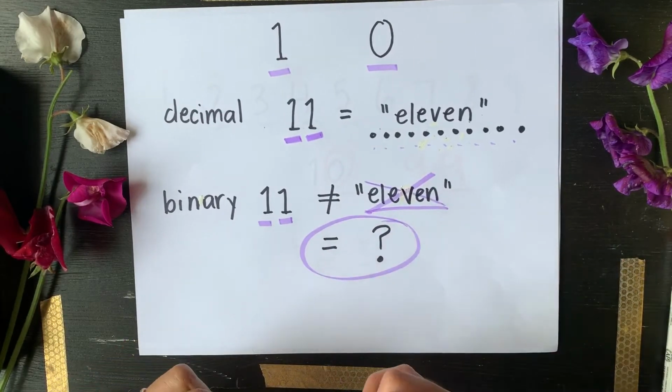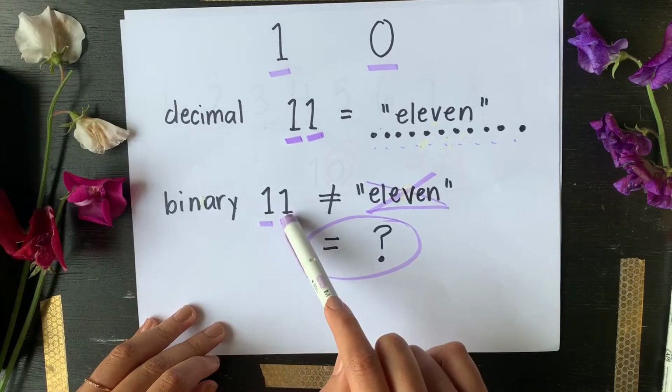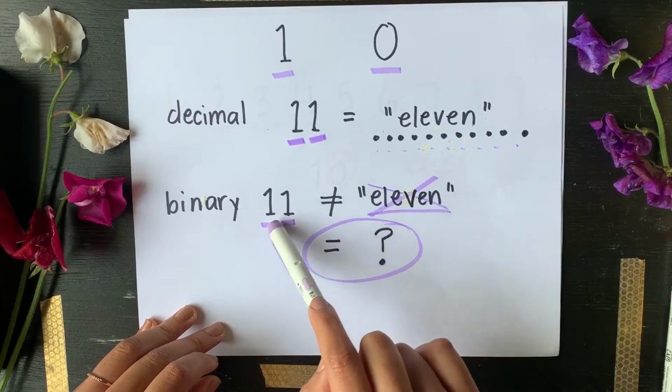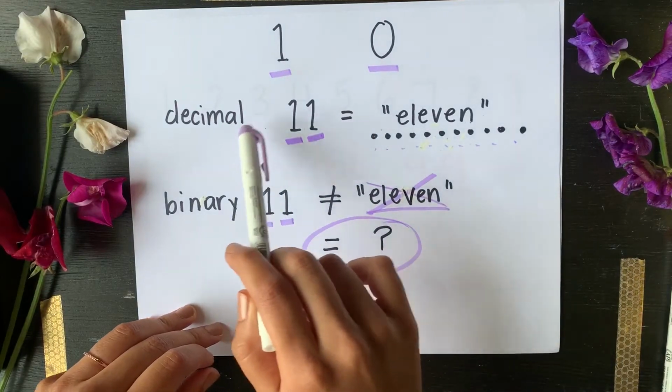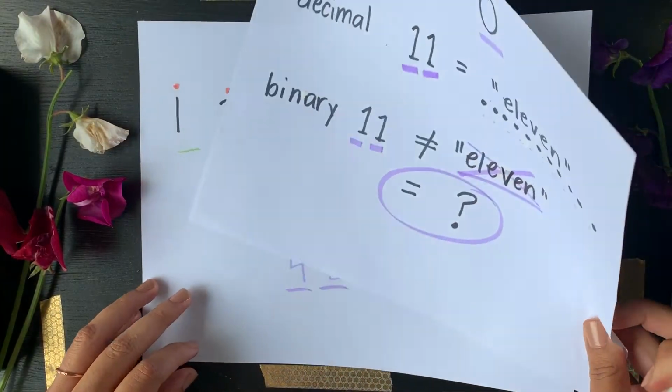And so we're going to learn how to translate binary numbers, which use 1s and 0s, to figure out what amounts they actually represent, because we don't read them the same as our regular numbers.